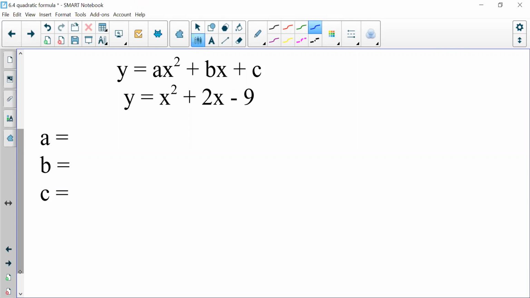Okay? What is my A value? This is the thing we just tried to factor and we couldn't. So let's see what happens when we use the quadratic formula. What is your A value? 1. It's the number right here. What is your B value? 2. What's your C value? Good. Take the sign with it and do not take the x's. Only the A, B, and C values, okay?